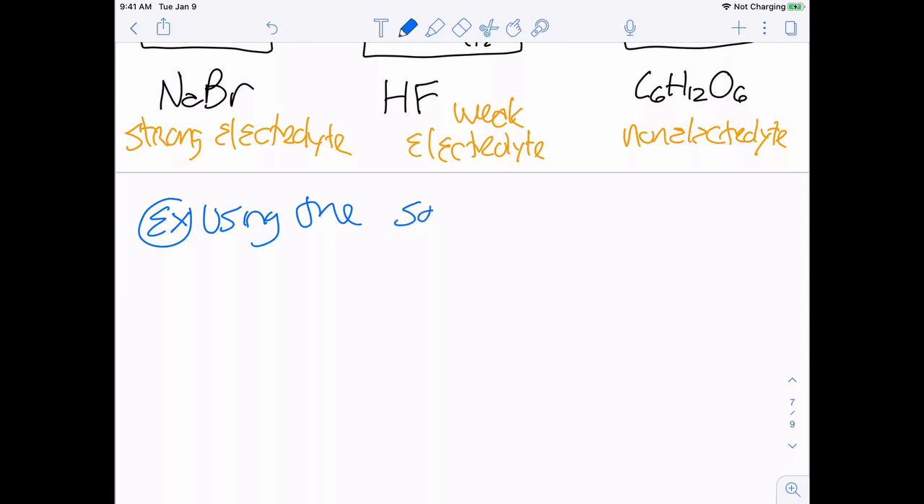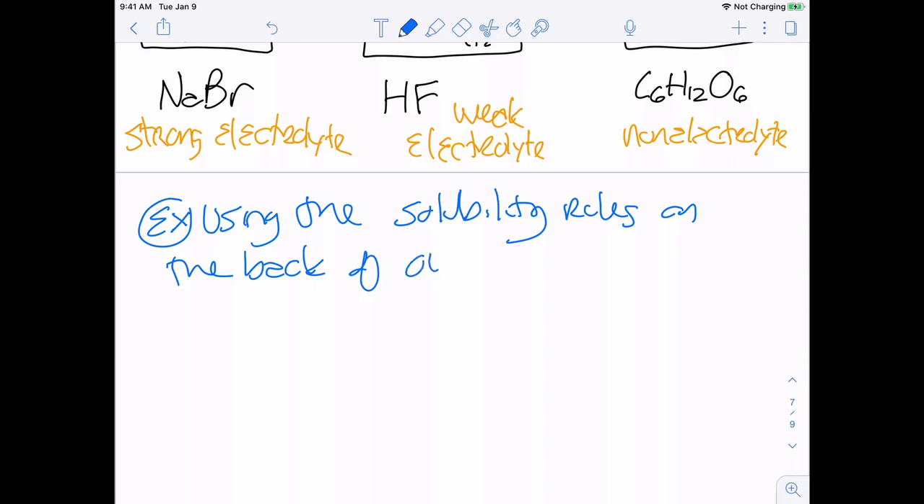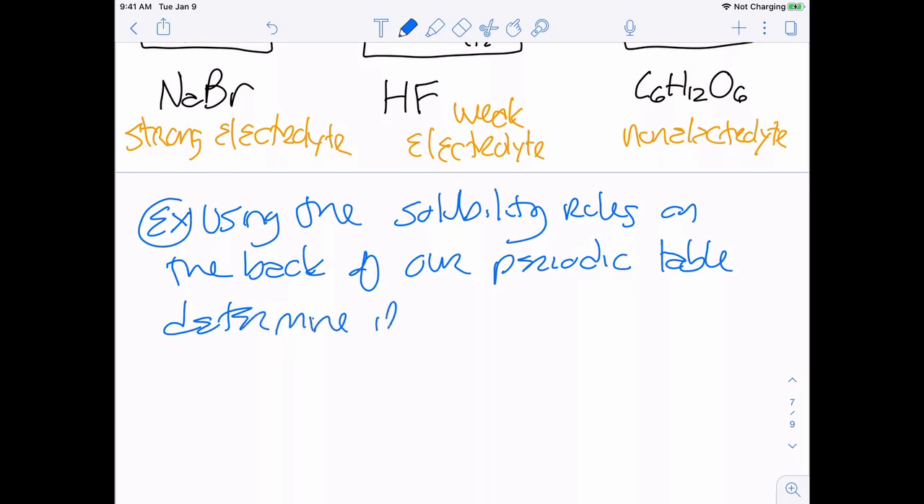So using the solubility rules on the back of our periodic table, if you don't know where your copy is, I do have one posted on Canvas, so you can just print a new copy or bring it up on a different device. Determine if the following are soluble or insoluble.